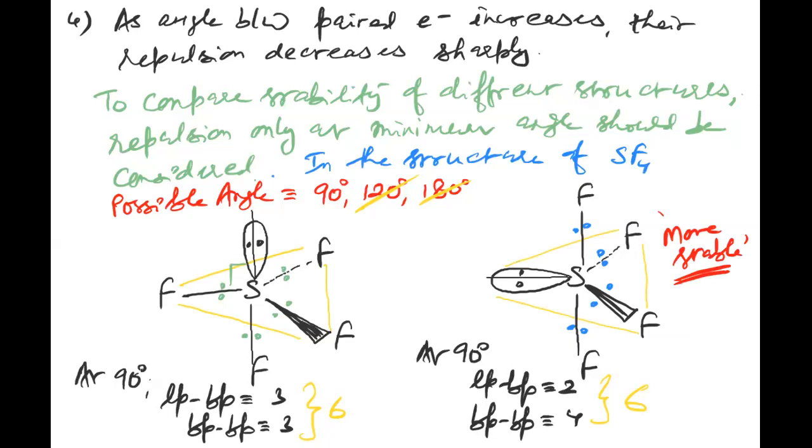I hope the concept is clear. Now, one by one, you can see different possibilities of structures here, according to VSEPR theory. So here you can try to summarize. According to VSEPR theory, the first thing is, if two bond pairs of electrons are there.